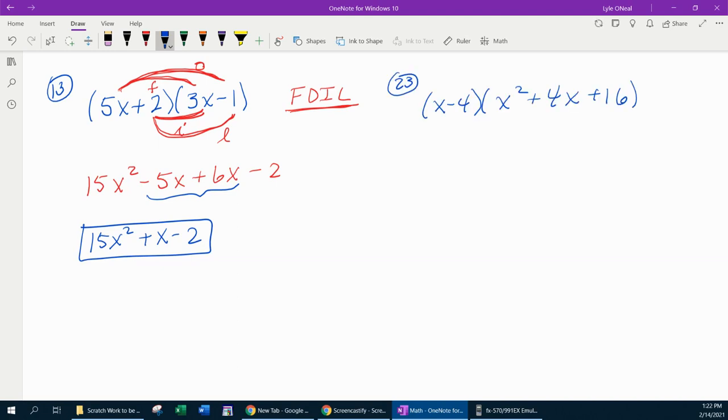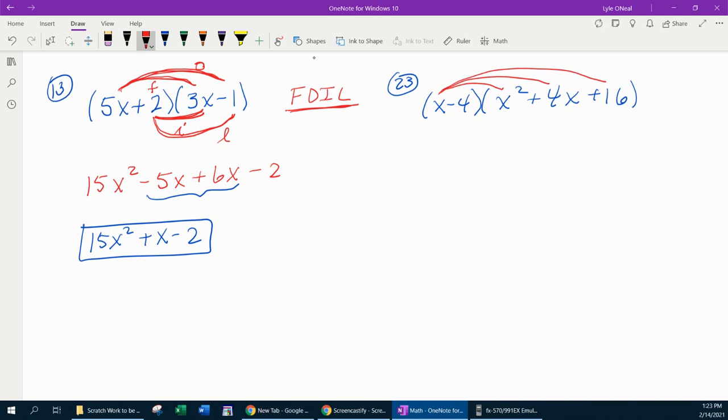Next, logical increment would be a binomial times a trinomial. So here we have a binomial times a trinomial. Again, I would like to emphasize that this is going to be just the distributive property. The x is going to distribute first to all three terms in the second set of parentheses. All right, so here we go.